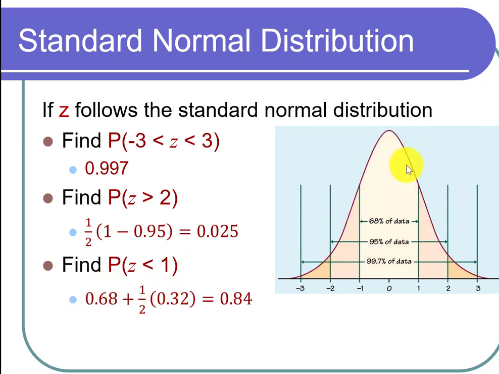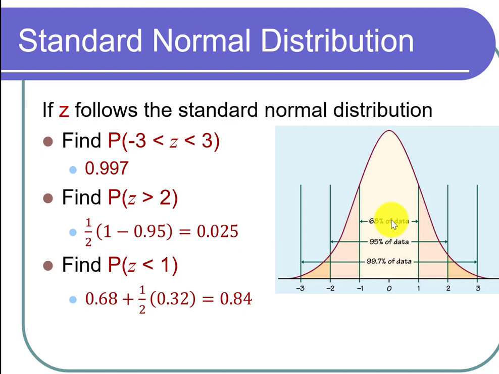That's this yellow area in between -1 and 1. And then I have to add in what is to the left of -1. That's real similar to what I just did, because the left of -1 times 2 will be the outside area. Well, the inside area is 68%, so the outside area is 1 minus 68%, or 32%.